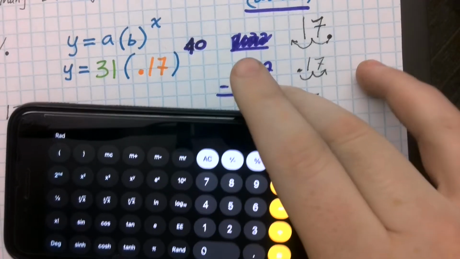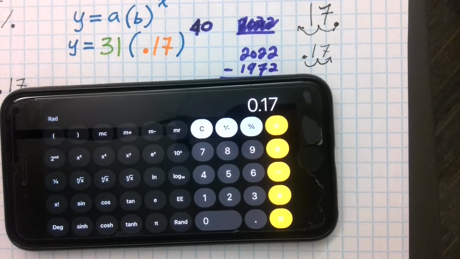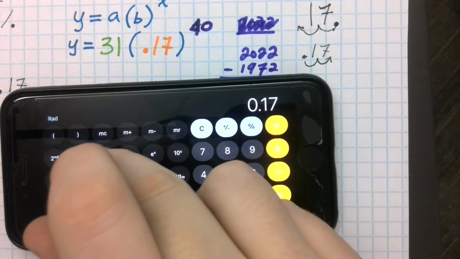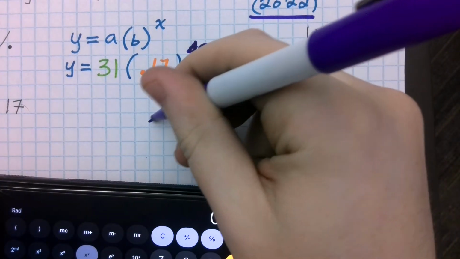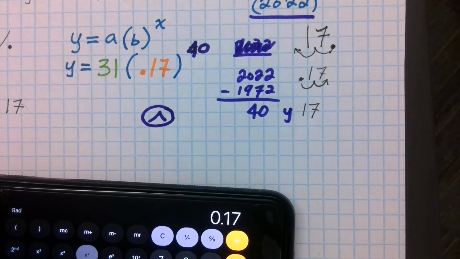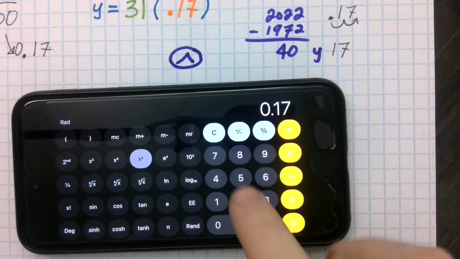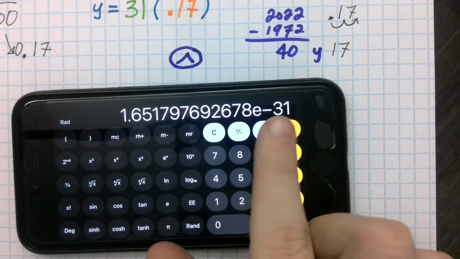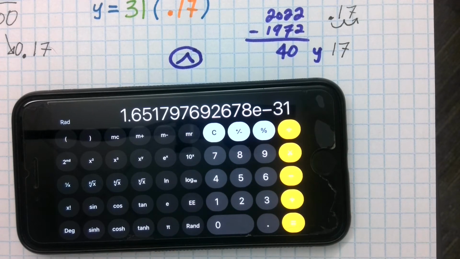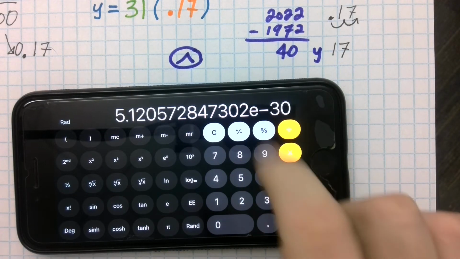Well, by turning it sideways, you'll access a lot more possibilities. I'm going to type in 0.17, and to take something to a power, in an iPhone calculator, it'll be this X to the Y button. If you use Android or an actual calculator, your button may look something like this instead. A little caret is what we call it. Either way, we're going to take 0.17 raised to the 40th power. And we get something that looks like this. Don't worry about this for now. It's not going to make sense for a second. If we then multiply by 31, oh, it's still nonsense.